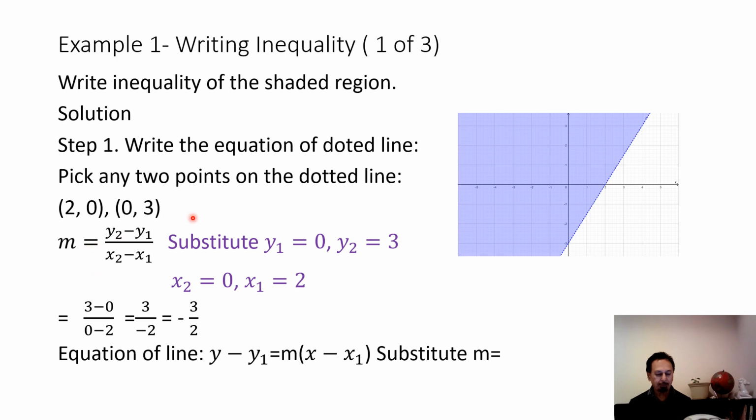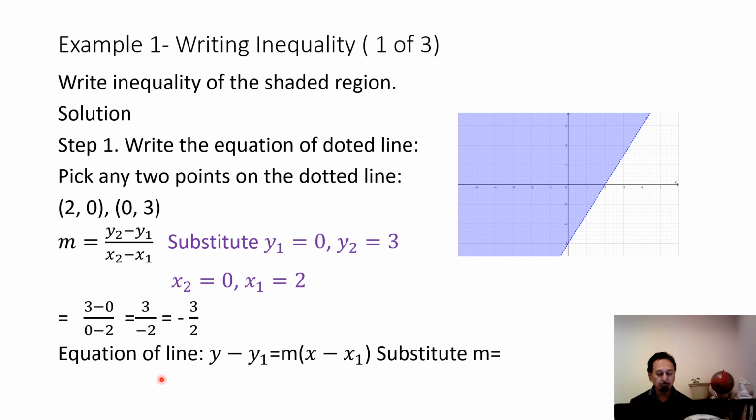Now we do this using the formula y2 minus y1 over x2 minus x1. So we'll substitute y1 equal to 0 and y2 equal to 3, so it becomes 3 minus 0. Then we substitute x2 equals 0, x1 equal to 2, so you get 0 minus 2. Now we simplify, this will be 3 over negative 2, which becomes negative 3 over 2.